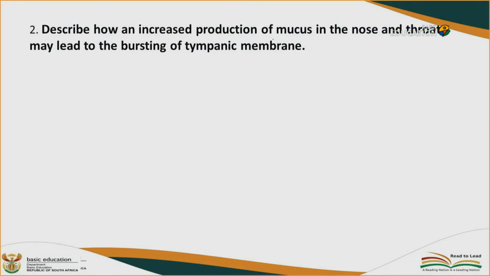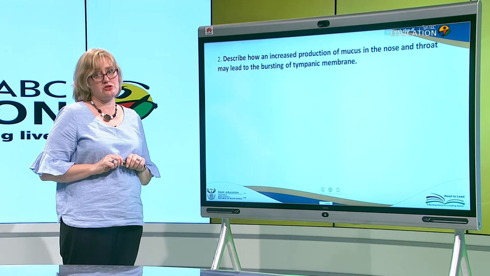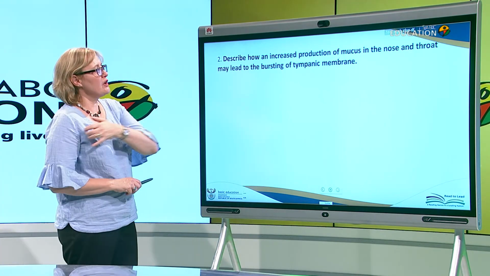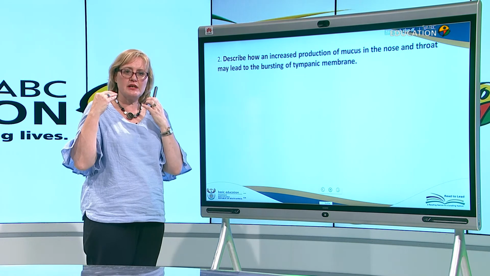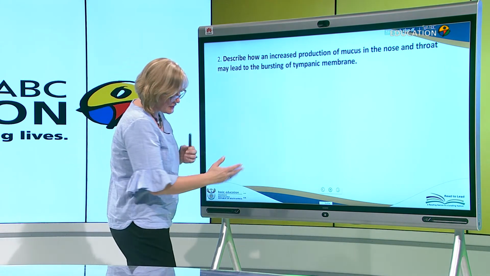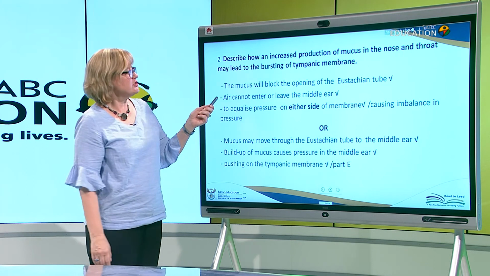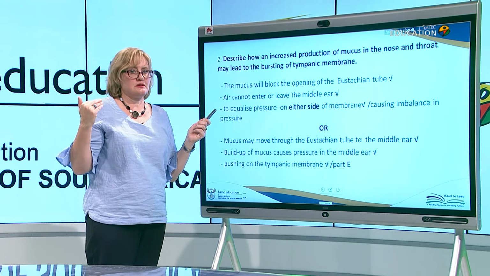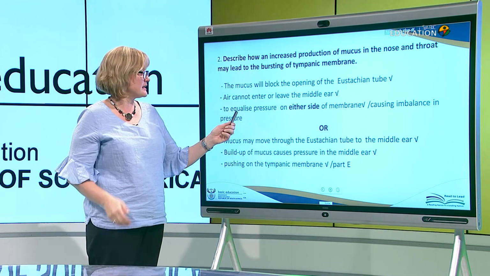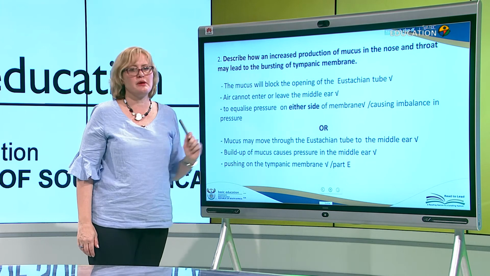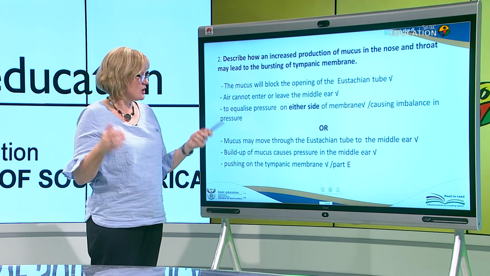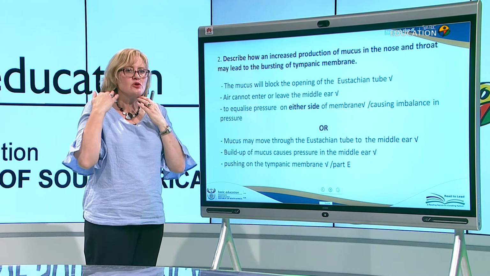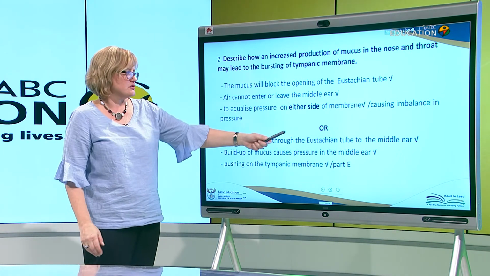Describe how an increased production of mucus in the nose and throat might lead to bursting of a tympanic membrane. Here we again go towards the Eustachian tube. And if you have a lot of mucus in the nose and ear, what will happen to the Eustachian tube? It will be blocked, isn't it? So just think along those lines. The mucus will block the opening of the Eustachian tube, and now air can't be going in or out. Right? Can't. So no equalization of pressure on either side of the membrane will be done. There's your 3 marks.